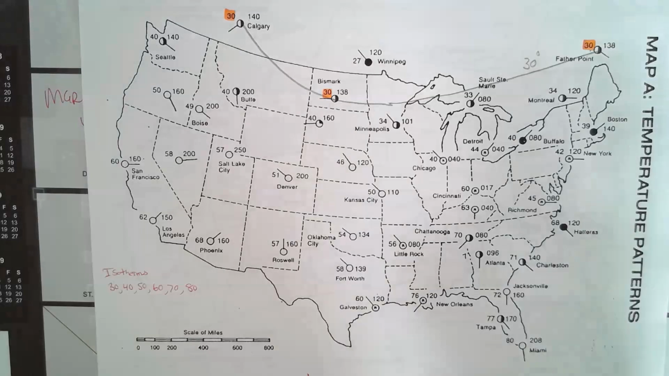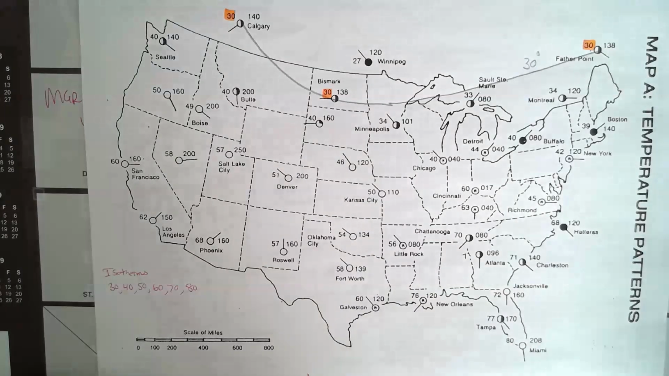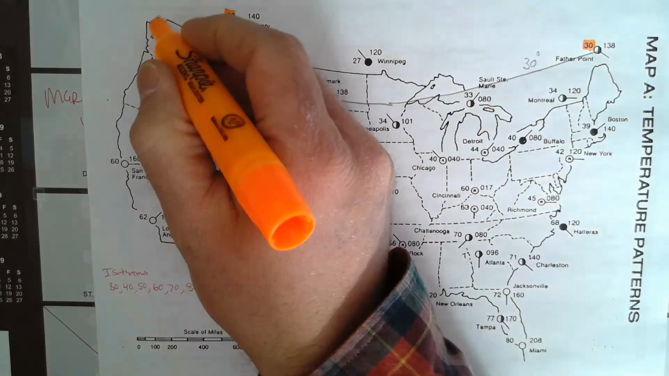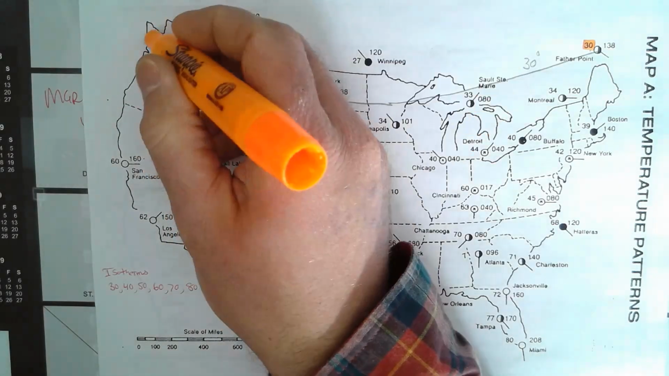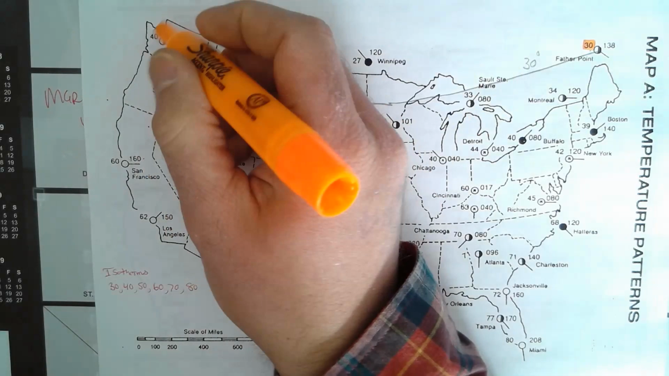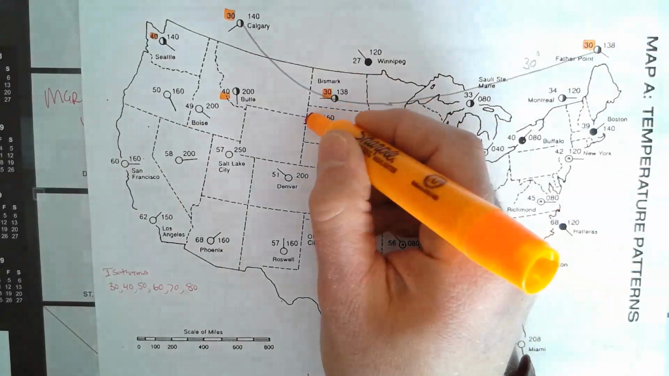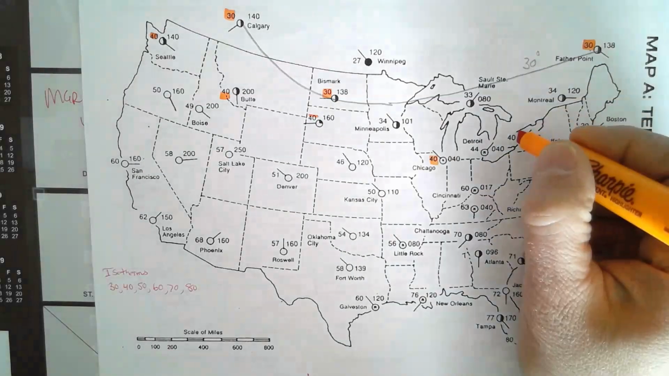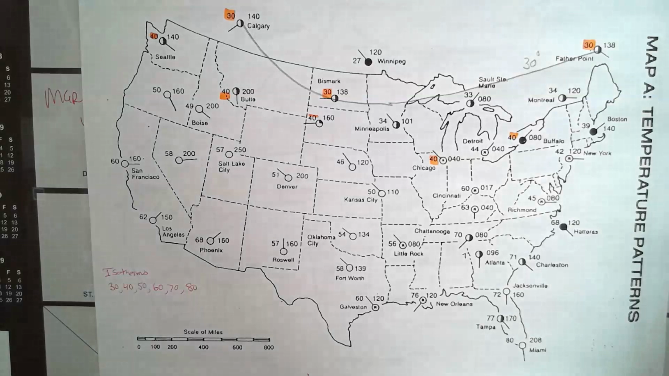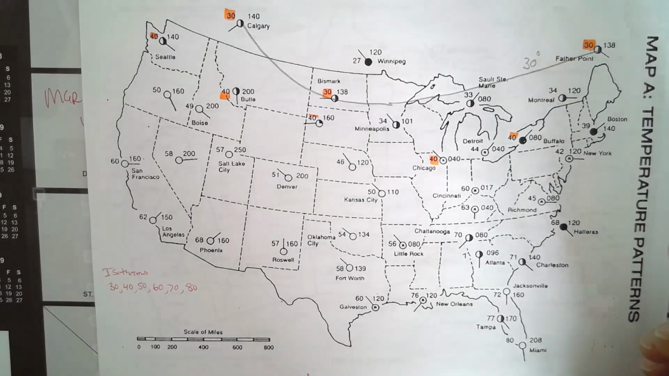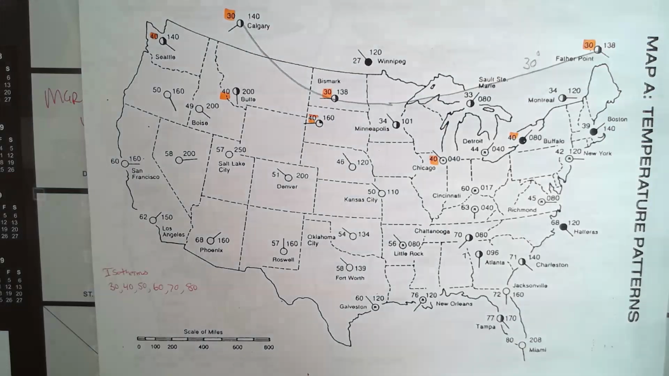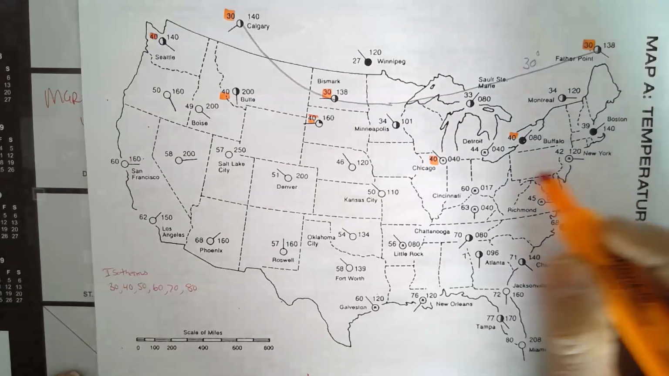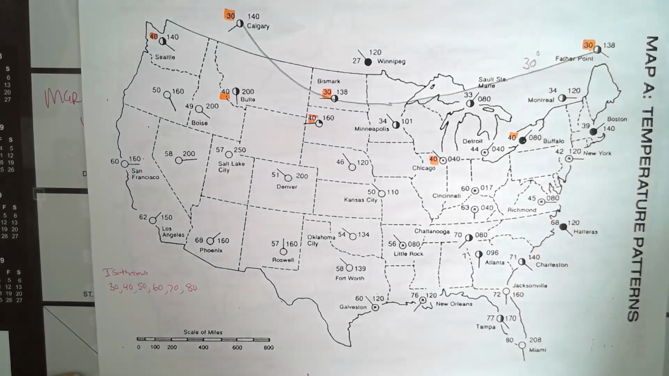The next one that we're going to do is a 40-degree line. Once again, take your highlighter and mark everywhere where you see 40 degrees. I see 40 degrees in Seattle, 40 degrees in Butte, 40 degrees here in a no-name city, 40 degrees in Chicago, 40 in Buffalo, and that's it. Now that I can start to see the pattern, I have to look to see where my other 40-degree lines would be.